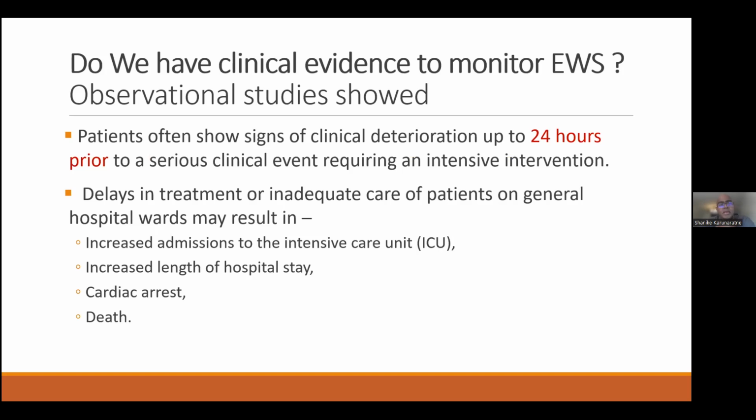cycle. So do we have real clinical evidence for these early warning scores? Are we doing it only to satisfy ourselves? No. There are observational studies showing clearly that deteriorating patients will usually show clinical signs of deterioration at least up to 24 hours prior to a serious clinical event. These serious clinical events would be increased admissions to the ICU, increased length of hospital stay, cardiac arrest, and death. So before a major event, always remember the patient will have this golden 24 hours, definitely showing these signs of deterioration. If you are knowledgeable about it, you could well capture these things.